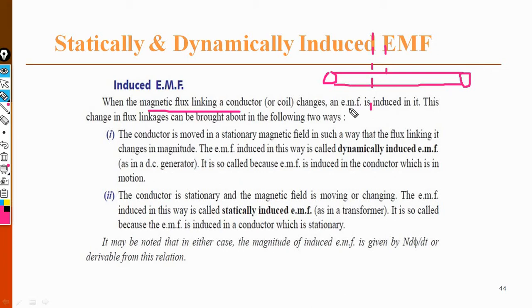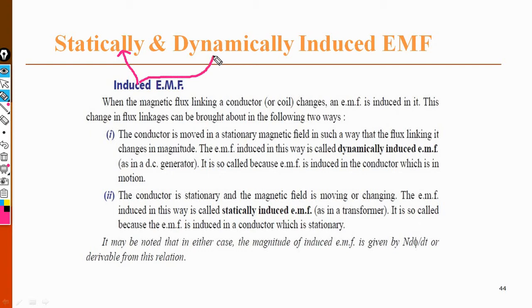EMF gets induced in the conductor. That type of EMF is called induced EMF. Then this induced EMF is classified into two types, that is statically induced EMF and dynamically induced EMF.